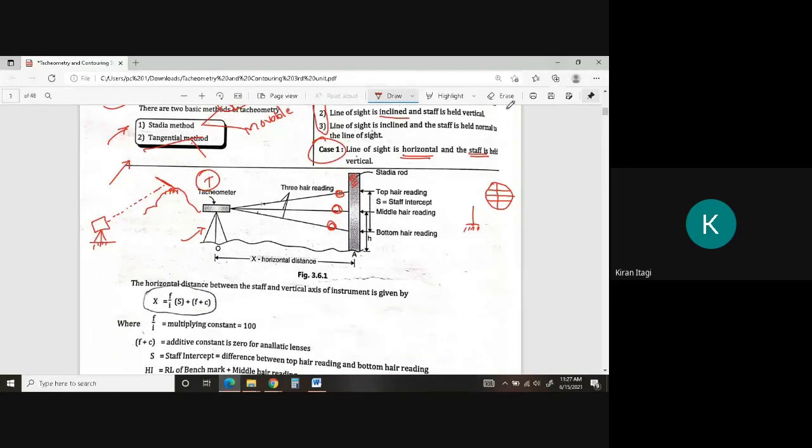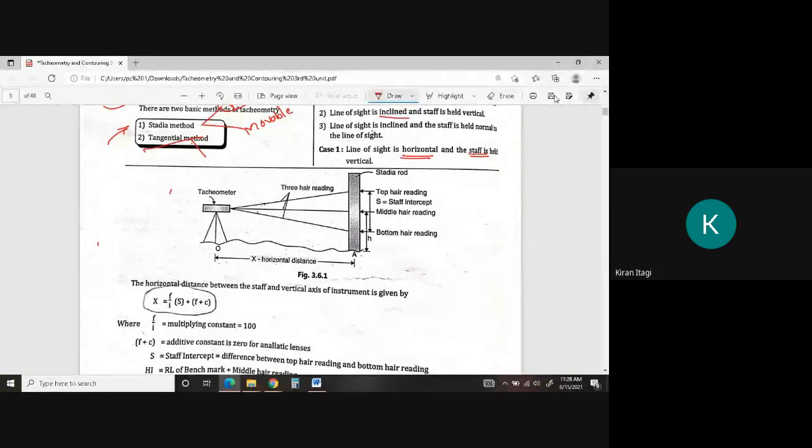Now, one second, I will erase it. Now you have to give a little work to your brain. If you understand this concept of how to take the RLs, then it is quite easy.